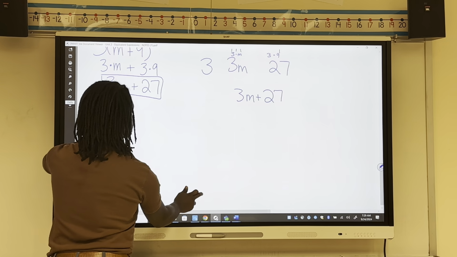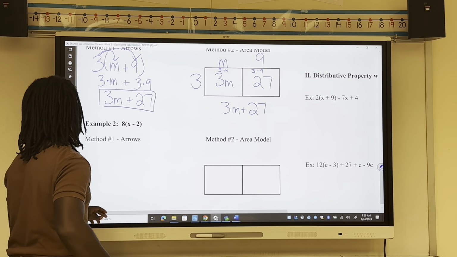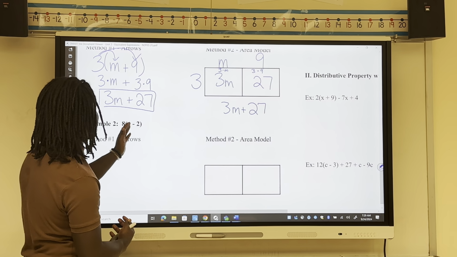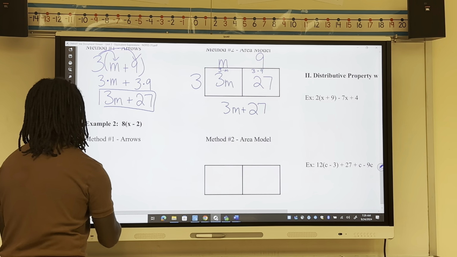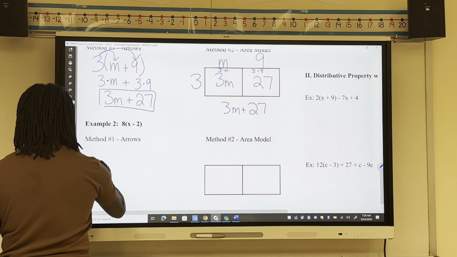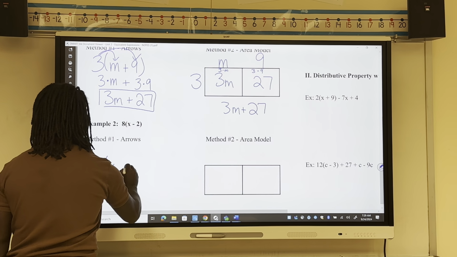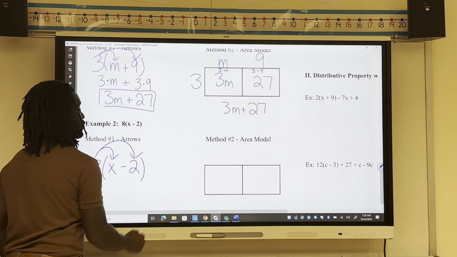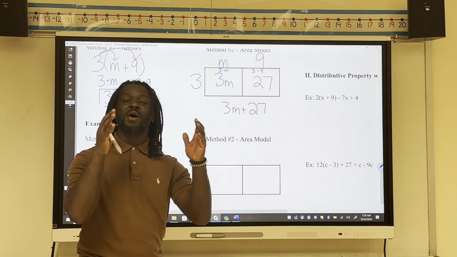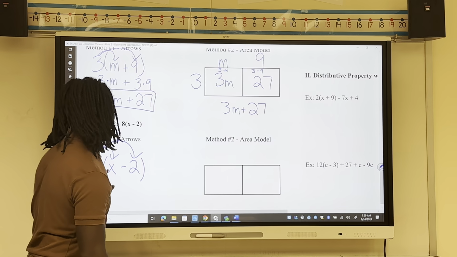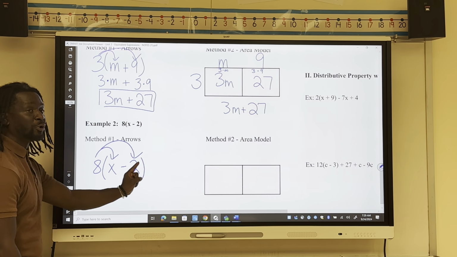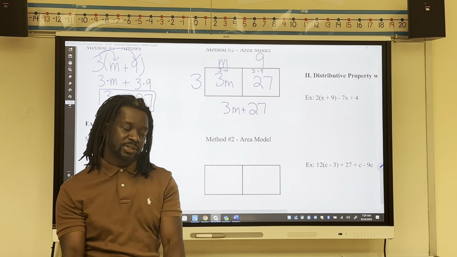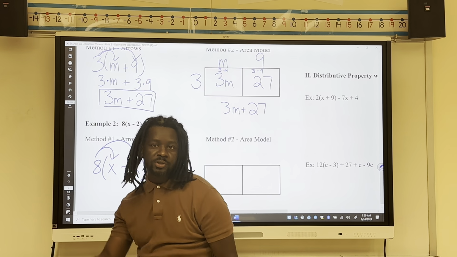So let's look at example numero 2, all right? So we have 8 times the difference of x and 2, okay? So I'm going to start by just writing this, all right? And then I'm going to draw my arrows. Remember, friends, you're going to get tired of me saying this. You have to multiply the number on the outside by both of the numbers on the inside.